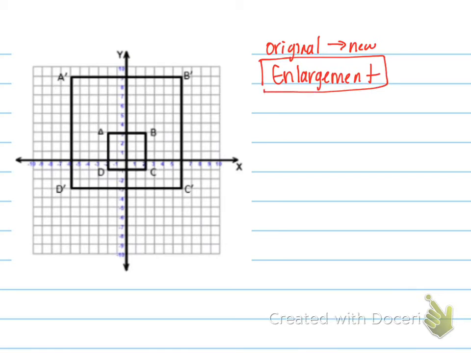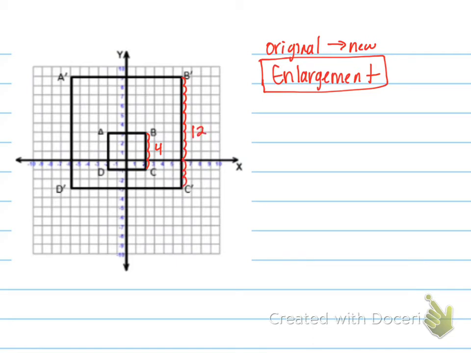And let's see how much it enlarged. I'm just going to count one of the sides. Let's count side BC, and look at what the scale factor is here. So we got 1, 2, 3, 4. 4 here. And then from B prime to C prime, I've got 1, 2, 3, 4, 5, 6, 7, 8, 9, 10, 11, 12. 12.